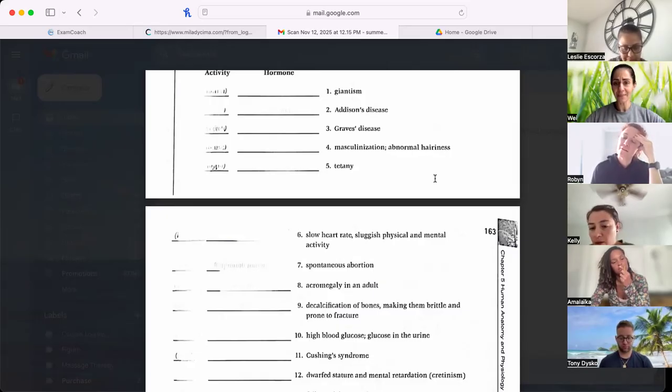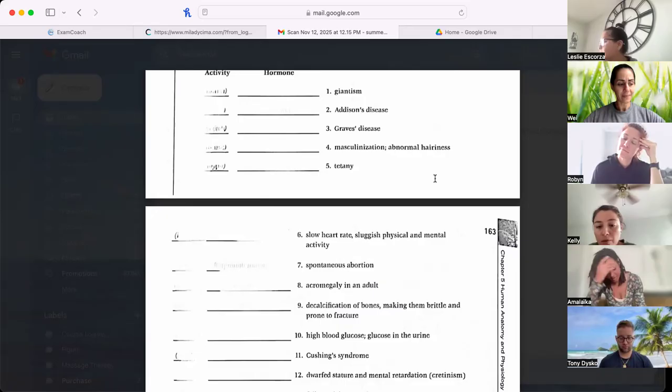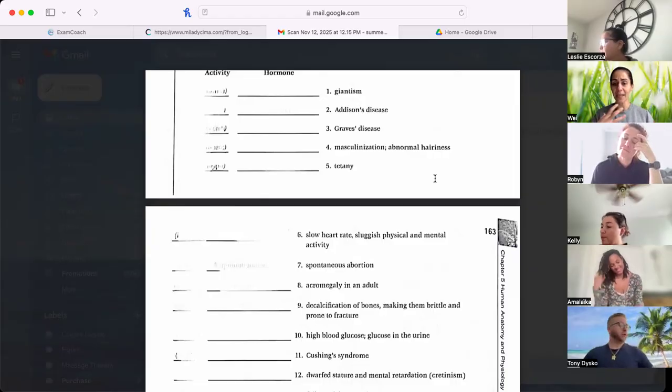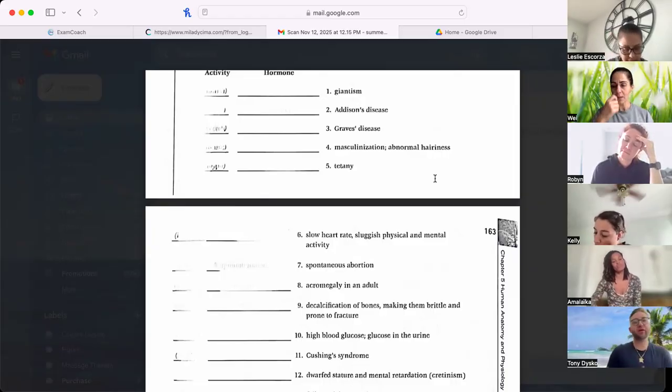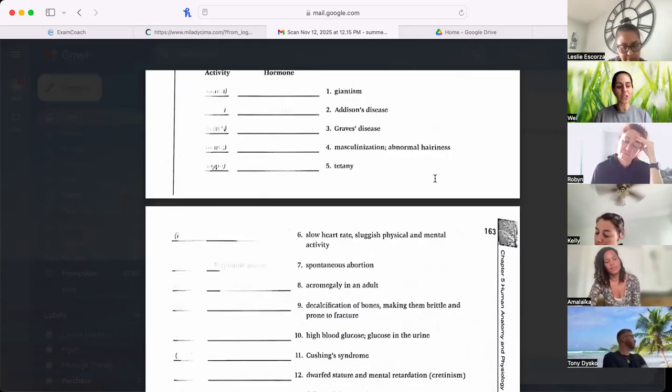Thyroxine, did you say? No, I didn't say anything, but I think it is thyroxine. Okay, so yeah, thyroxine. Thyroid, remember, has to do with metabolism, the activity of your body, like a battery, kind of. So slow heart rate, sluggish, physical, mental, everything's down. It has to do with metabolism.